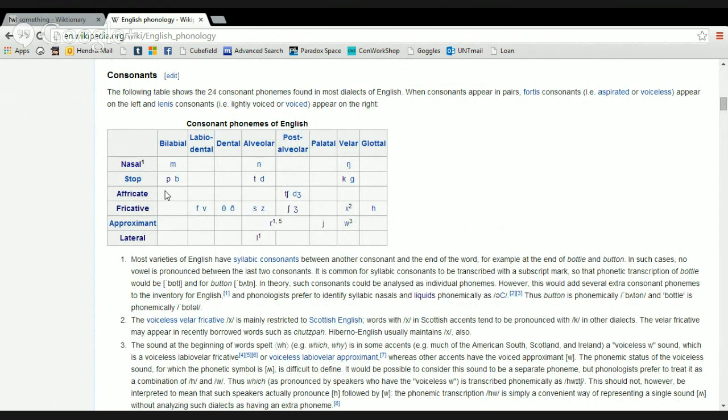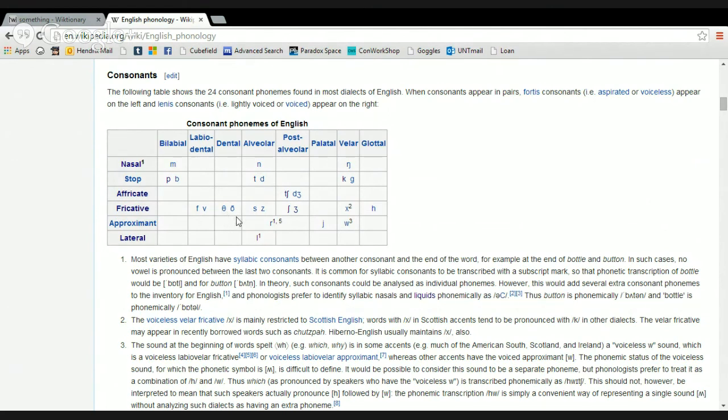P, P, there's no vibration. But B, B, there is. F and V, your vocal cords don't vibrate. V, V, they do. So that's the distinction between these.